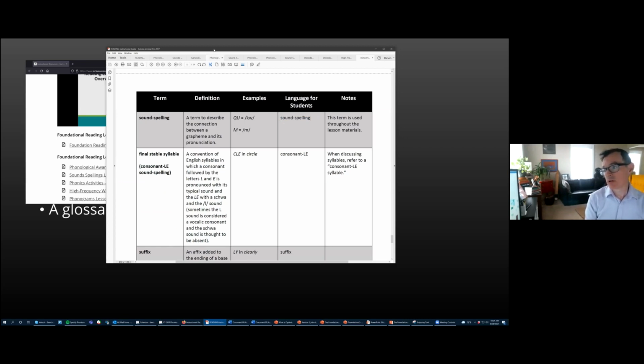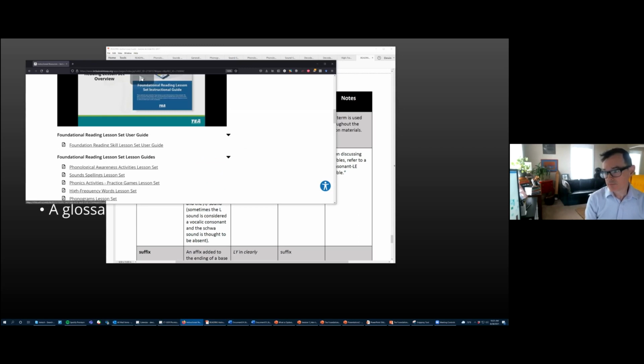I think this language is really helpful because people don't like the term letter sound because it could be more than one letter, right? So it could be AI says A, well, AI is not a letter, it's 2 letters. You can call those sound symbol correspondences. I think that's confusing for kids. You can also call them grapheme phoneme correspondences. I also think that's confusing for kids. So I've always just called them sound spellings. I think that term is pretty helpful. So that is all that's in the user guide.